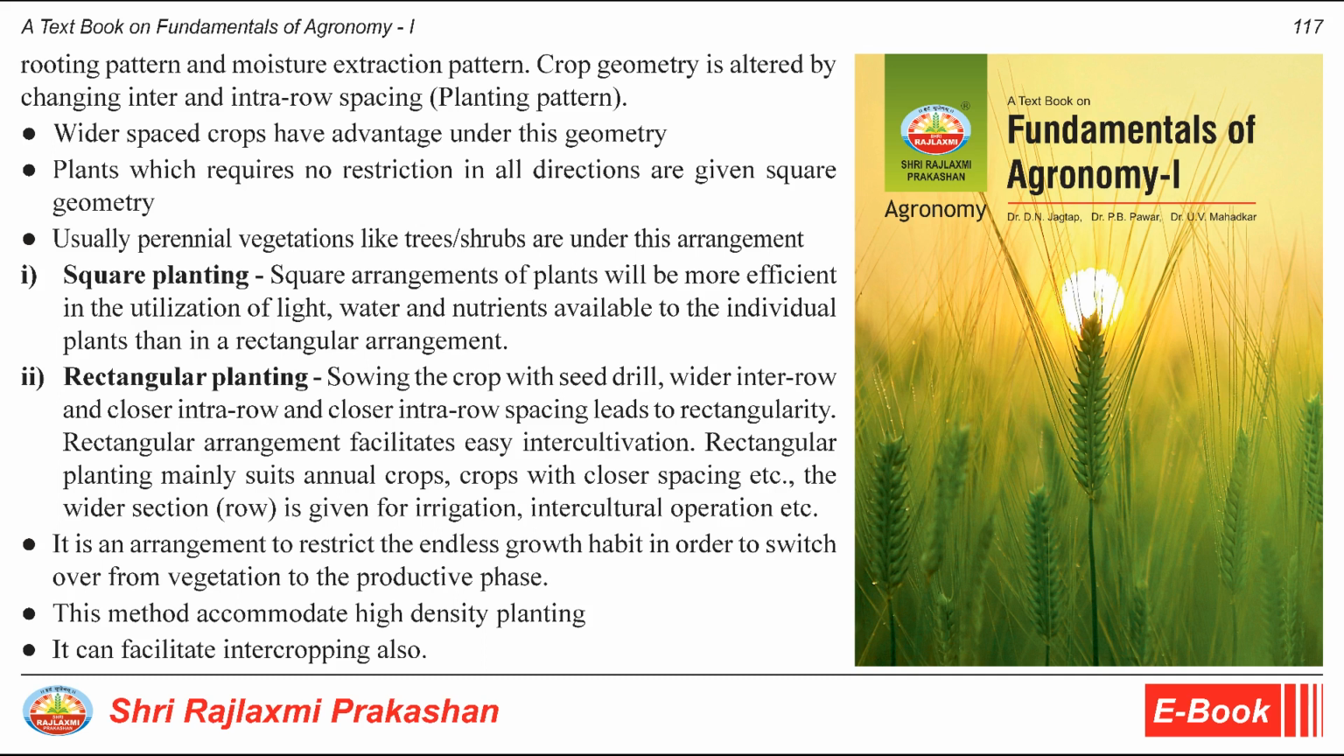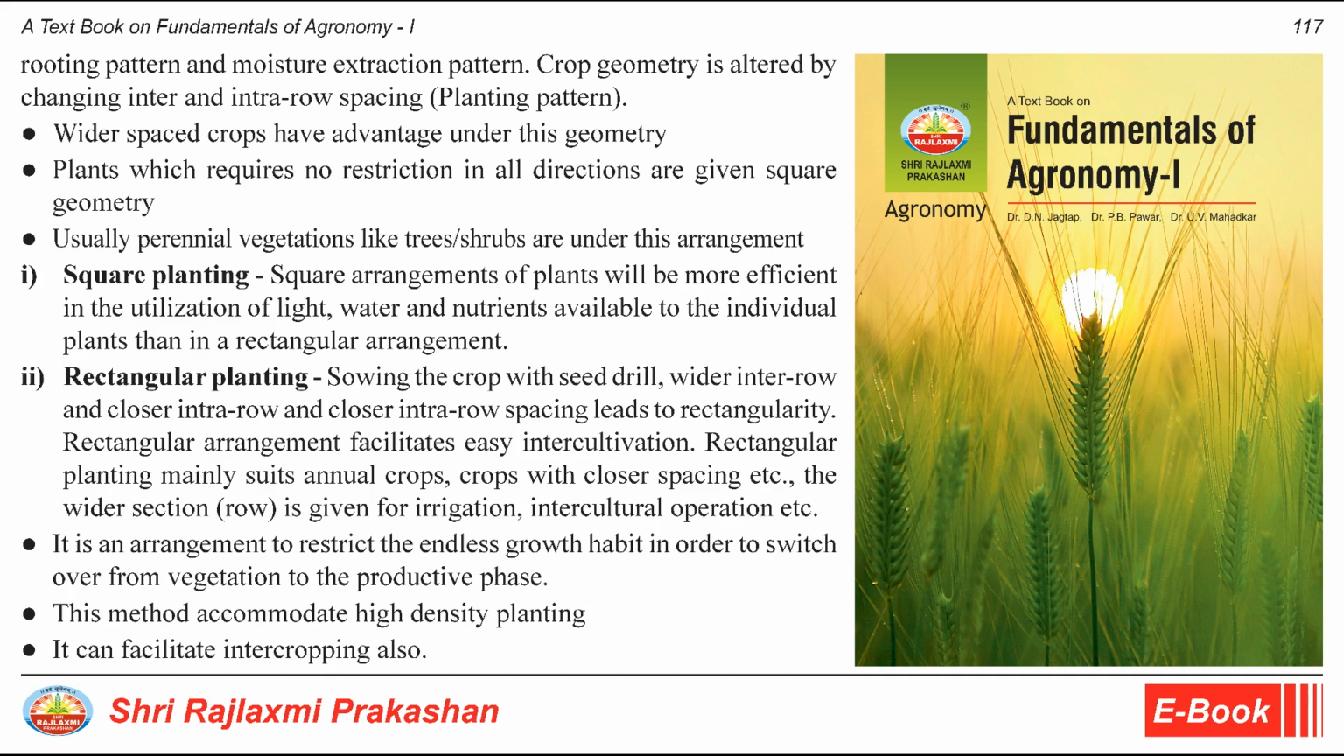Number 1. Square planting. Square arrangements of plants will be more efficient in the utilization of light, water and nutrients available to the individual plants than in a rectangular arrangement. Number 2. Rectangular planting. Sowing the crop with seed drill, wider inter-row and closer intra-row spacing leads to rectangularity. Rectangular arrangement facilitates easy intercultivation.